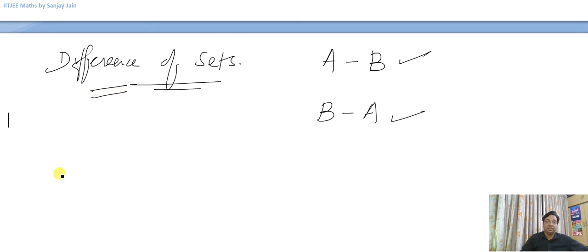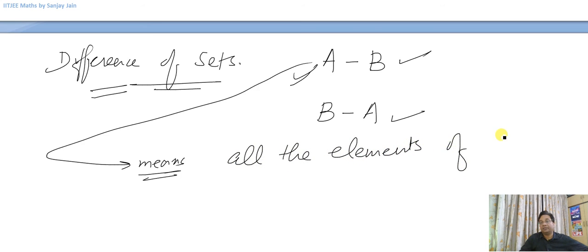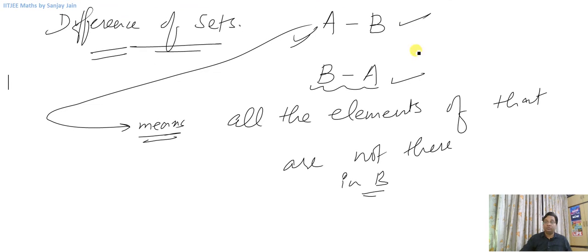What is difference of sets? If I write A minus B, this expression A minus B means all the elements of A that are not there in B, right? And by your simple logic you can find the meaning of B minus A: all the elements of B that are not there in A. So obviously these two expressions will have nothing in common, right?